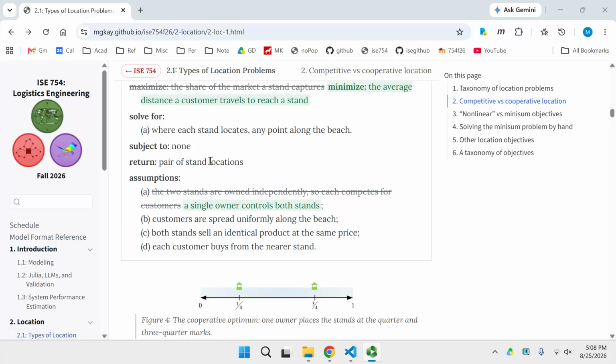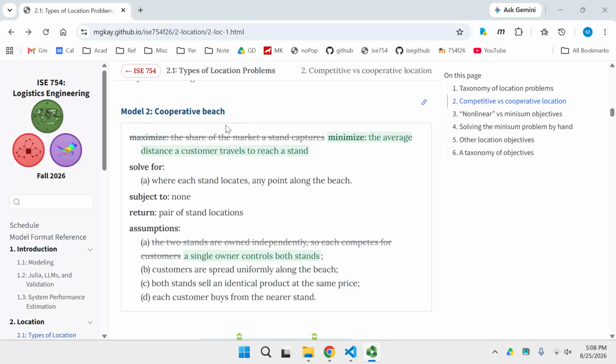The difference here in the cooperative problem, where you have one firm deciding where to locate, their objective, instead of maximizing the share of market, is now to minimize the average distance a customer travels to the stand. And why do that? Because they want to serve customers with the least amount of friction. In this case, they're going to solve for, again, where the stands locate. There are no constraints. Returning a pair of stands.